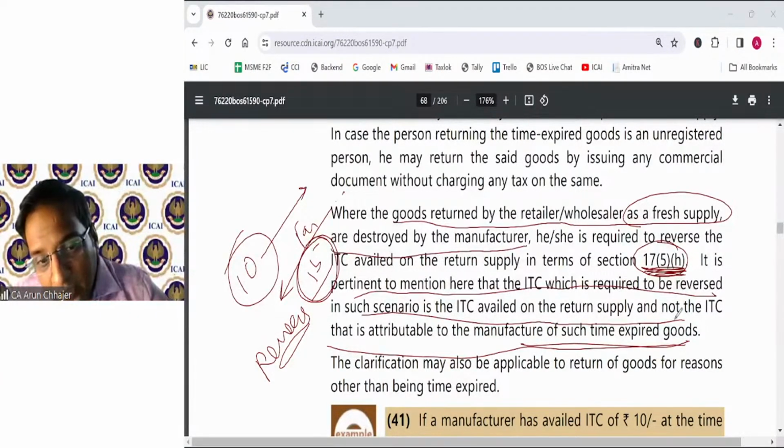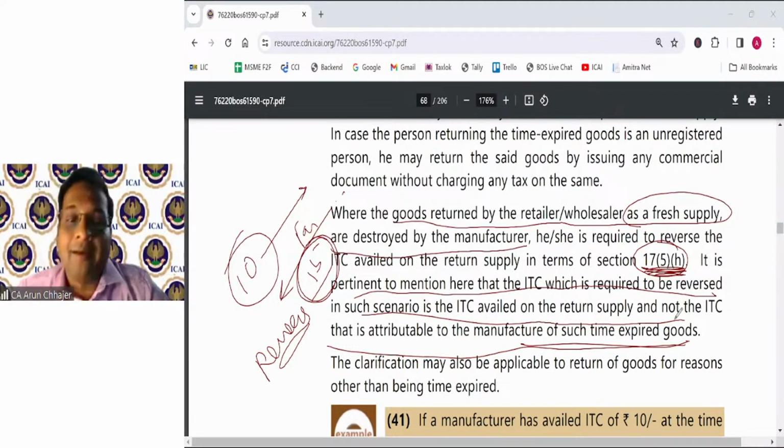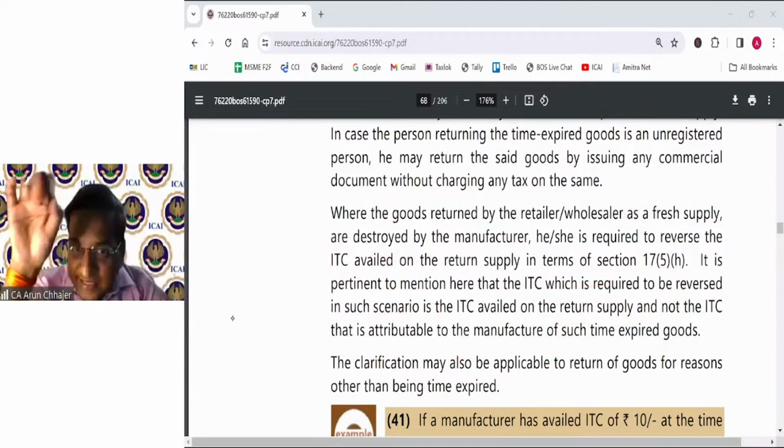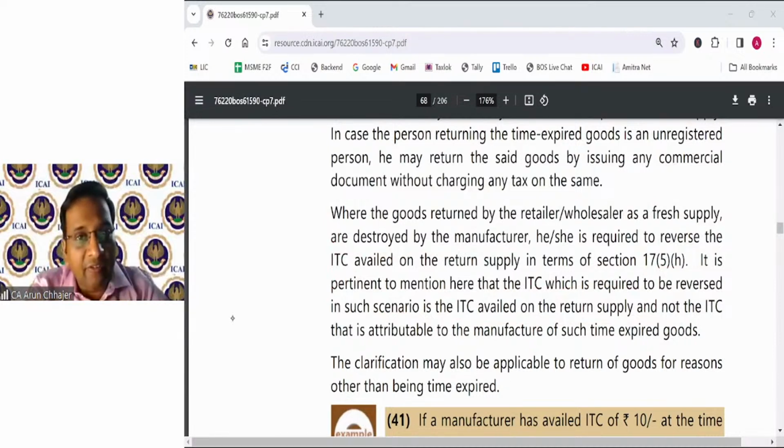This clarification may also be applicable to return of goods for reasons other than time expiry. I hope it is clear. Your question is very, very relevant, but it is exactly similar, so I have clarified. If you have any counter question, kindly raise.